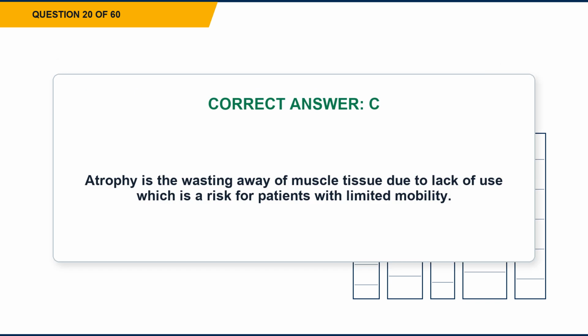Atrophy. Explanation. Atrophy is the wasting away of muscle tissue due to lack of use, which is a risk for patients with limited mobility.